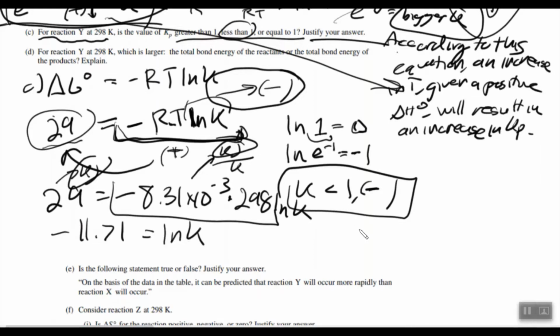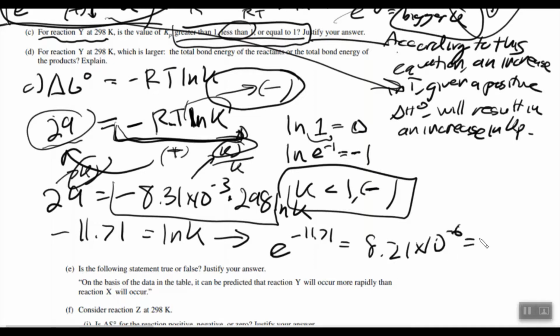And I'm going to ignore sig figs here because they don't want to know the exact value. They just want to know if it's greater than, less than, or equal to 1. And that's what we're trying to do, so let's go ahead and do that. So e to the negative 11.71 is equal to K. And let's see, what's e to this? Oh, wait, e to the negative 11.71, I got 8.21 times 10 to the negative 6 is equal to K, and that's less than 1. So, two ways to do it. I like the first way. If you like to solve it directly, that's on you.